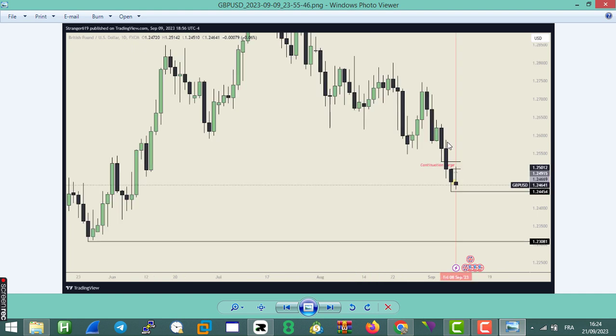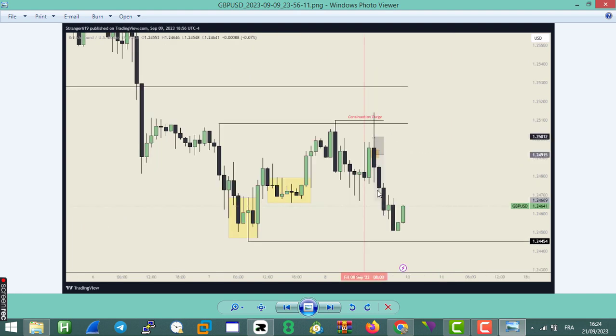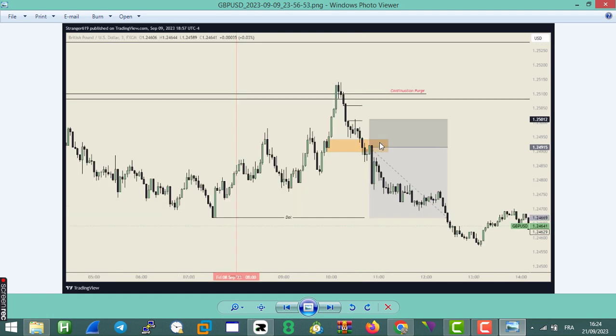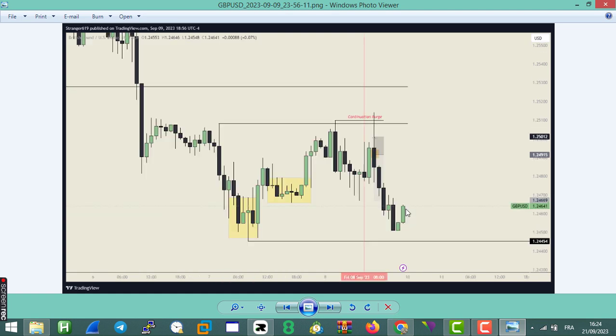And here's another example, GBP against US dollar. So as you can see, on a nice displacement to the downside, price retraced to that fair value gap on the daily, and then we move on. We did a continuation here and continue to the external range liquidity.